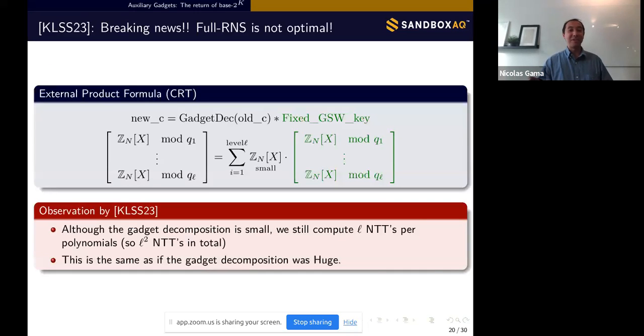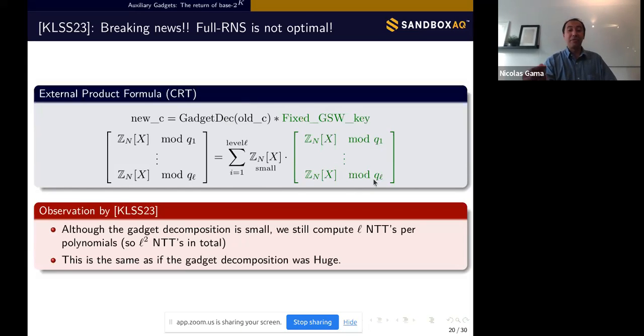And suddenly, at FHE 2023 in Tokyo, we heard the presentation that Yongsoo did there, and it was very surprising and breaking news for us. Actually, full-RNS was not optimal, and that's the reason. So it was always about the external product formula. We had the gadget times some fixed GSW key, and if we dig into the CRT representation, gadgets are always small polynomials. And in the CRT, we had one polynomial mod Q1, one polynomial mod Q2, one polynomial mod QL.